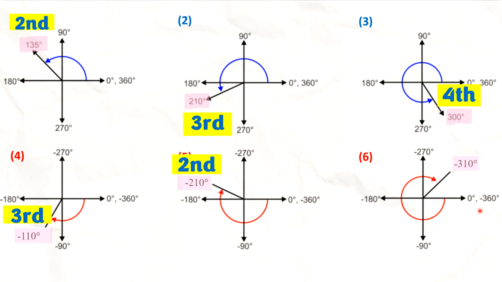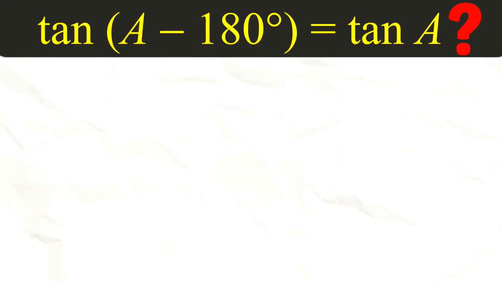And the last angle, we have negative 310. So in this case, while the value seems big, because it's a negative angle, we do know that this angle will actually lie in the first quadrant. So with the understanding of the ASTC rule and negative angles, let us take a look at this identity.